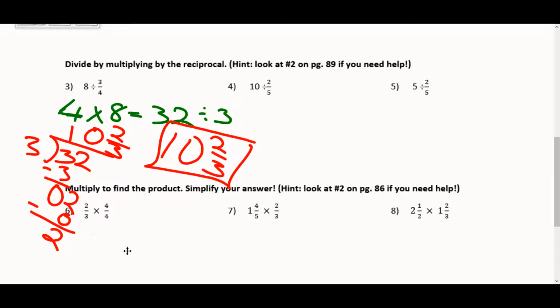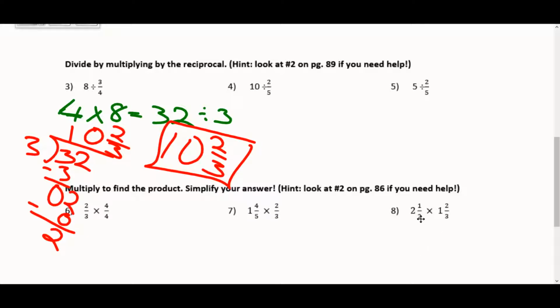All right, for this last section, this is a review. Look at page 86. If you get a little bit lost, we're multiplying across the top, multiplying across the bottom, simplifying if we need to. All right, because it does say to do that here. And then remember, if it's a mixed number, we change it to an improper fraction first. Then multiply across the top, multiply across the bottom. Here you have 2 mixed numbers, so make sure you turn them into improper fractions first.